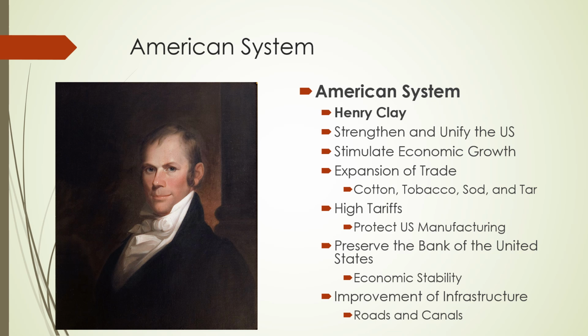The American System also supports the Bank of the United States. Remember, we had the first Bank of the United States under Hamilton. It was a 20-year charter. Around this time, it would be time to renew another 20-year charter for a national bank. And so the American System said that the national bank was good because it promoted economic stability. And then it also promoted federal funding for infrastructure, building things like roads and canals.